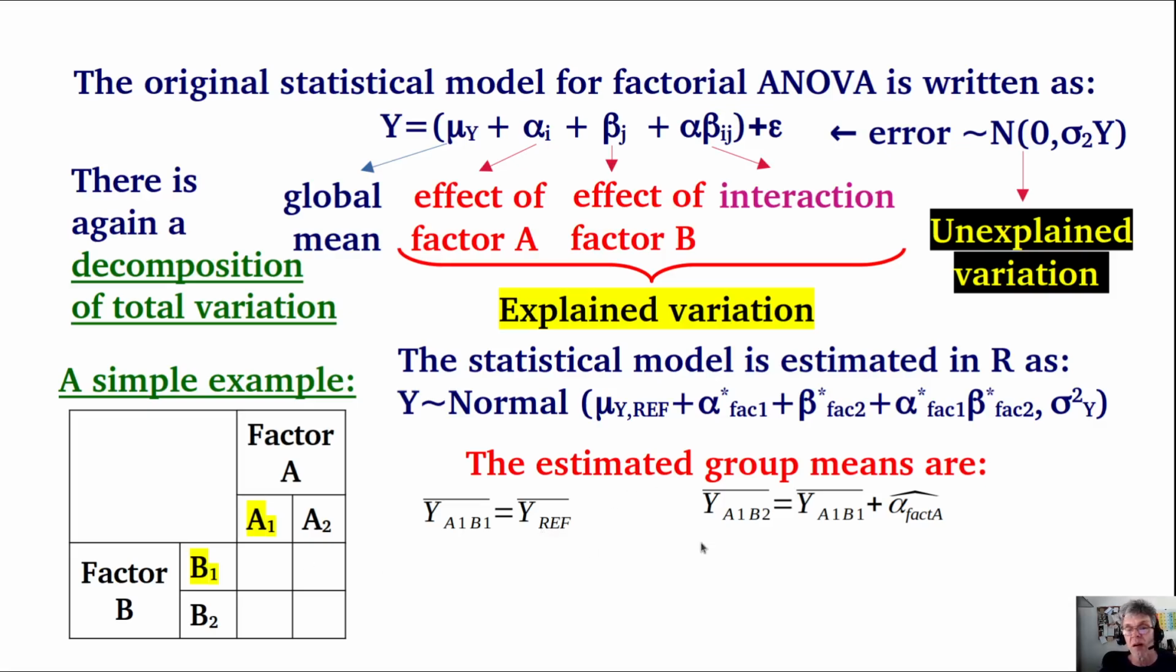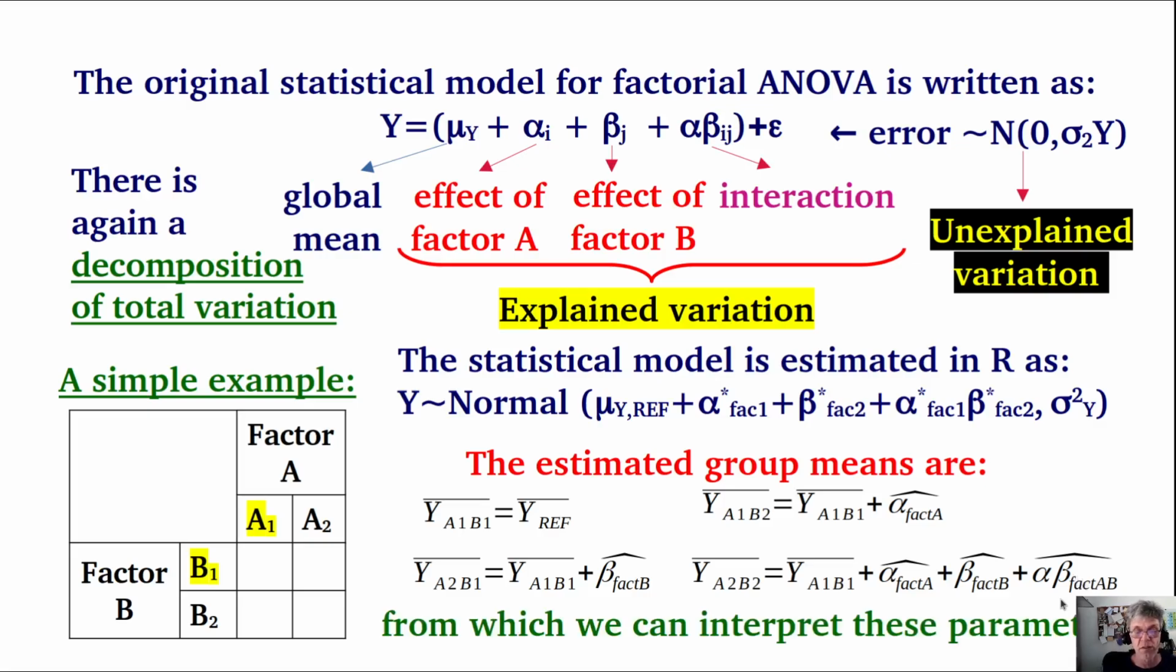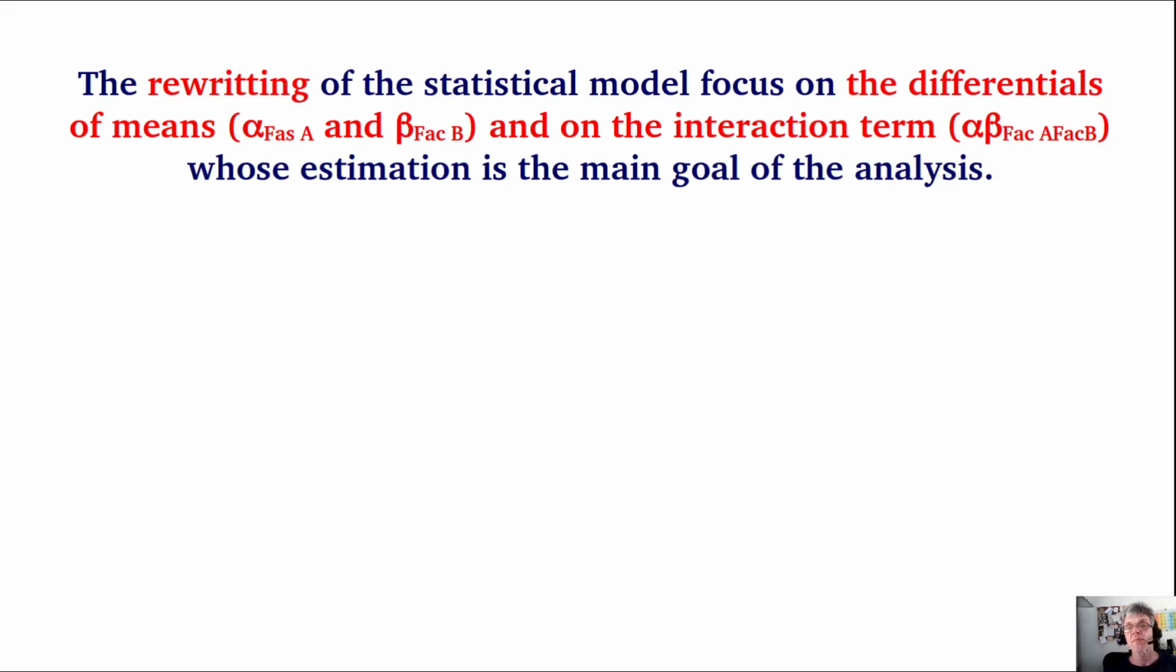The mean of A1 and B2 is the mean of the reference level plus a differential. And the mean of A2, B1 is the mean of the reference level plus another differential. These are the single effects of factors A and B. Whereas for the mean of the combination A2, B2, we need to make one change first and another change second. These are the two changes that we make, plus the effect of the interaction. So based on this rewriting of the statistical model, we can interpret the parameters estimated when we fit the statistical models.